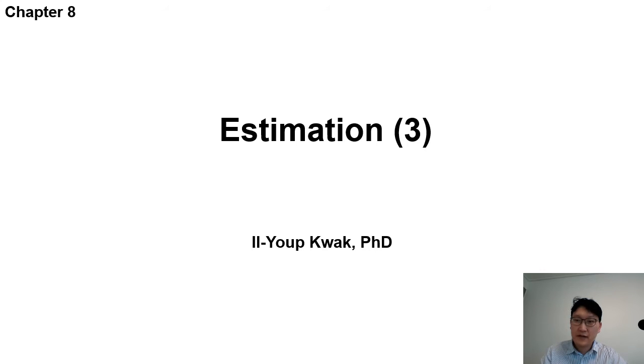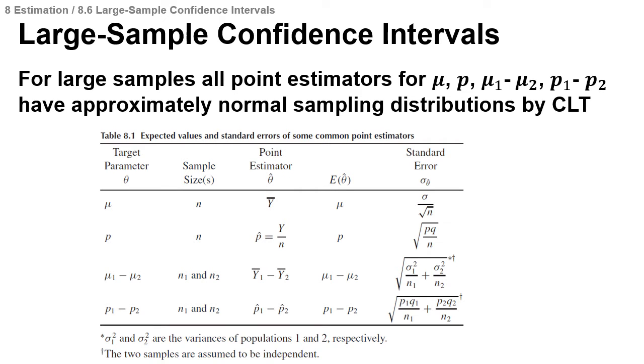Okay, hello everyone. Today we will learn about estimation part 3. Chapter 8.6 is about large sample confidence intervals. When we have a large number of samples in our problem, usually we can approximate our point estimators by a normal distribution and use that distribution assumption to calculate the confidence interval.